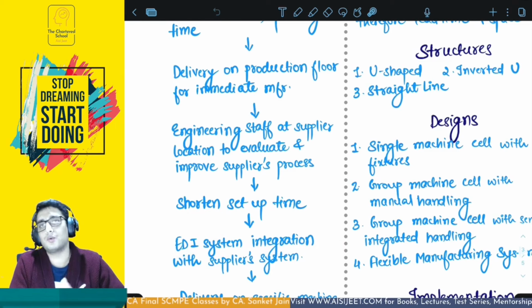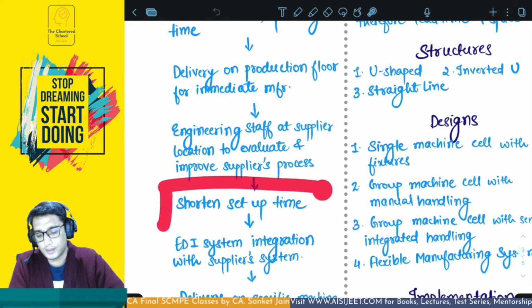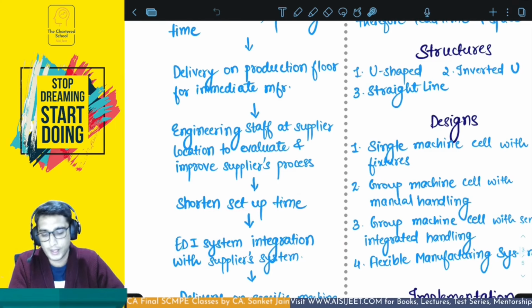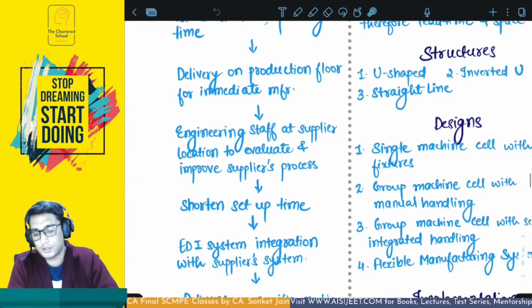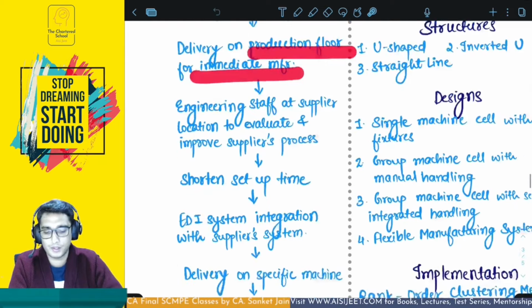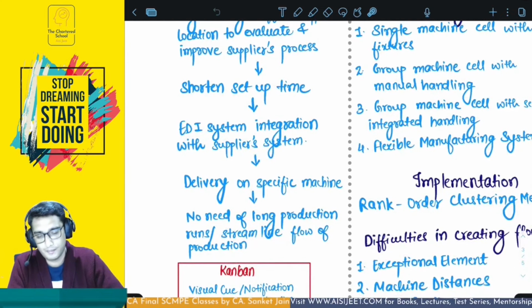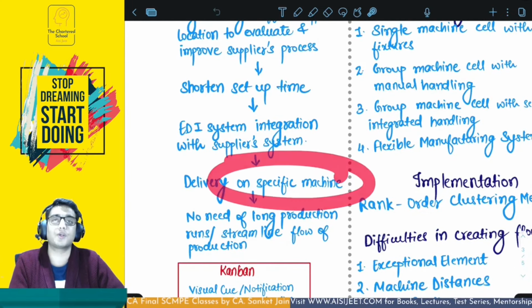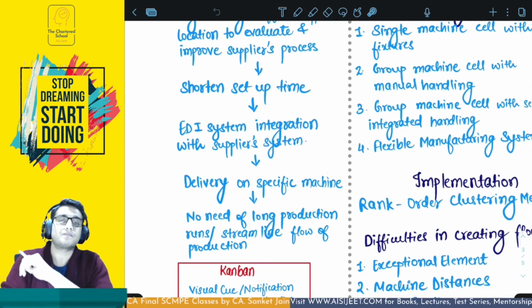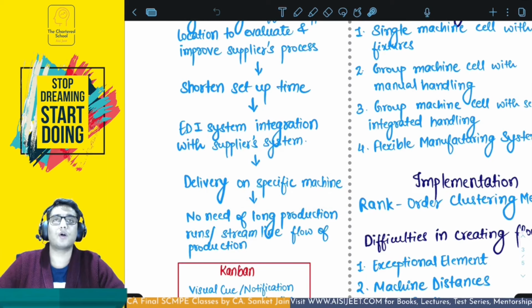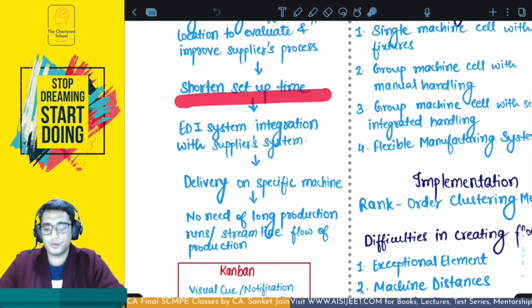Now coming back to our work, we are going to shorten the setup time. Before that, we are going to deliver the products on the specific machine. So not just on the production floor for immediate manufacturing, we're going a step further to deliver the products on the specific machine on which they are going to be processed further. Now the next step is to work on the process. Before the process starts, you have a setup. So you want to reduce the setup time.